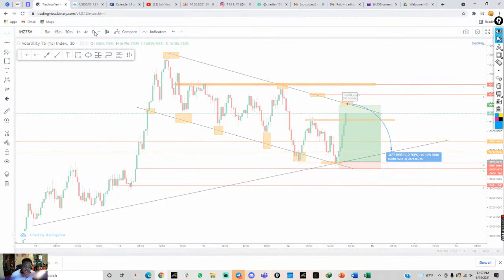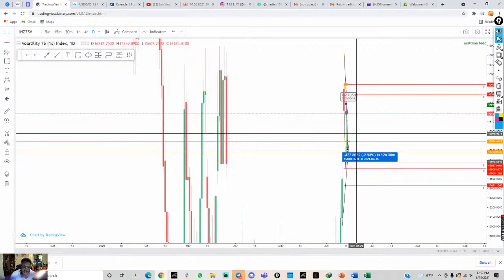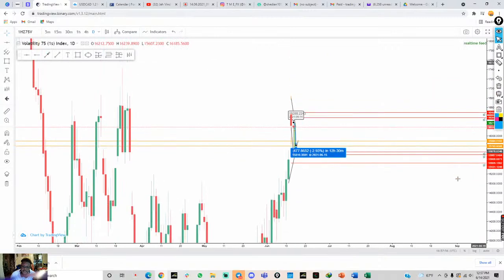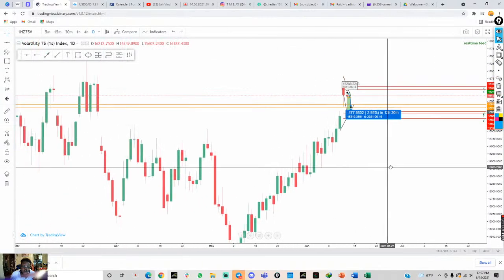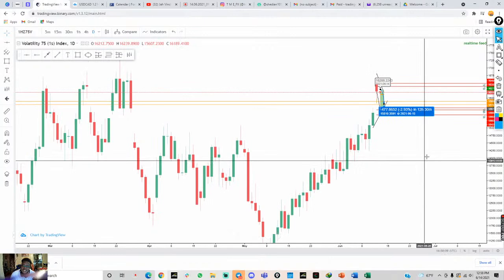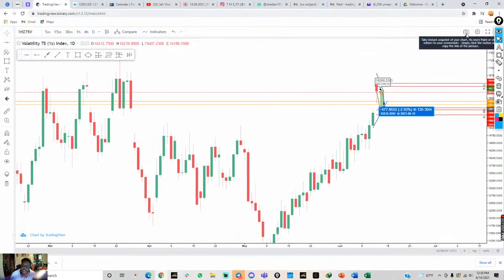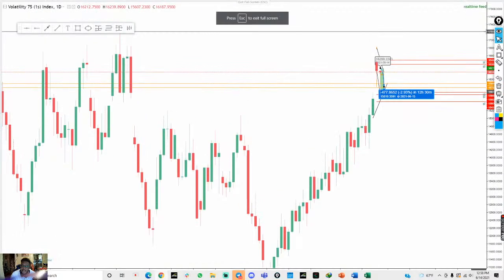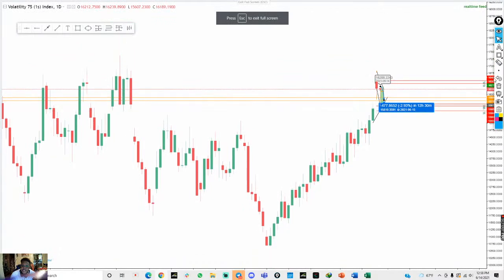Alright, now I don't necessarily focus on daily support and resistance, because if you look on the volatility index, what you'll notice is that there's a lot of missing information on it. If you look closely on the daily time frame, you're gonna notice that there are gaps between daily candles.